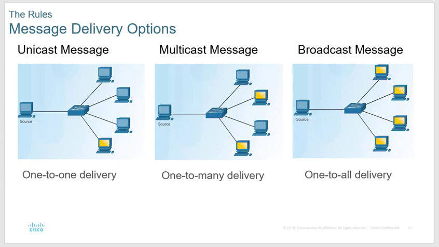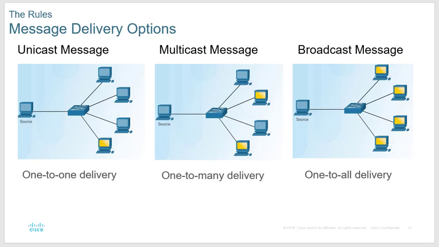All right, then last, the delivery options. A unicast is a one-to-one delivery. So my PC to your PC, or my PC to the file server, things like that. A multicast is one-to-many, but not all. So when we have a net meeting, a bunch of people will all connect to the net meeting. That's an example of multicast.